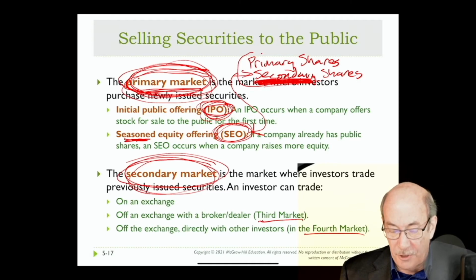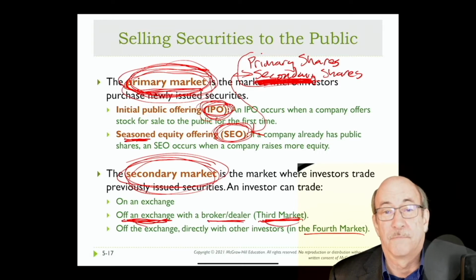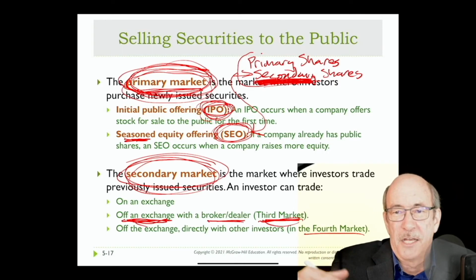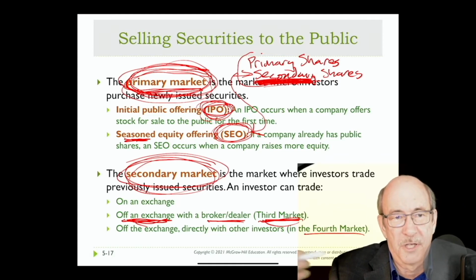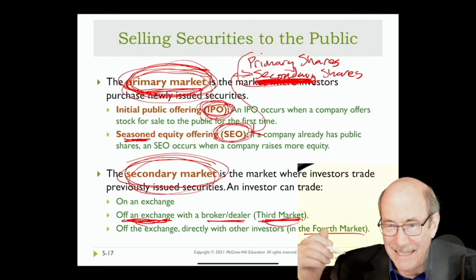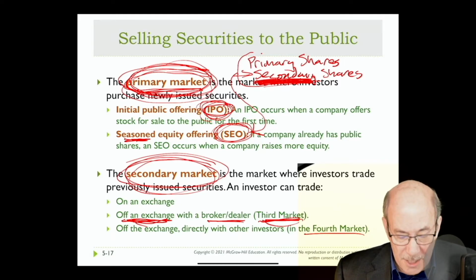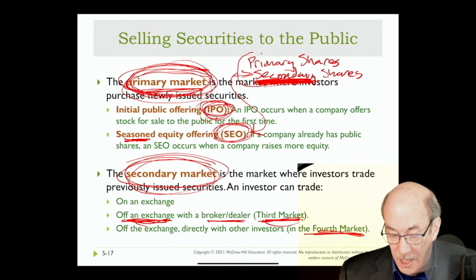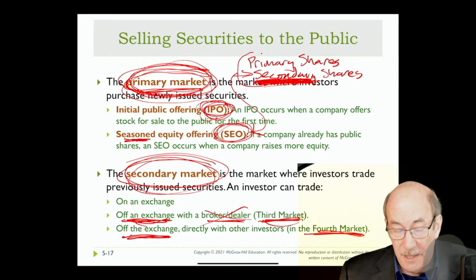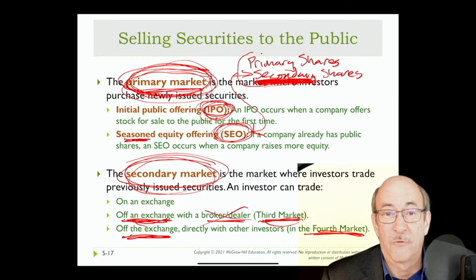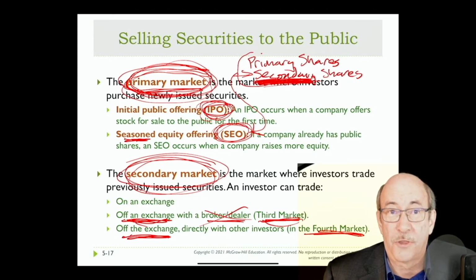So a third market is an off-exchange trade with a broker-dealer. So there's still a middleman involved in this. There's still a broker or a dealer, but it's not traded on the exchange itself. And then a fourth market trade is also off the exchange, but there we've even gotten rid of the broker-dealer. We're actually trading with other investors directly. No intermediation.